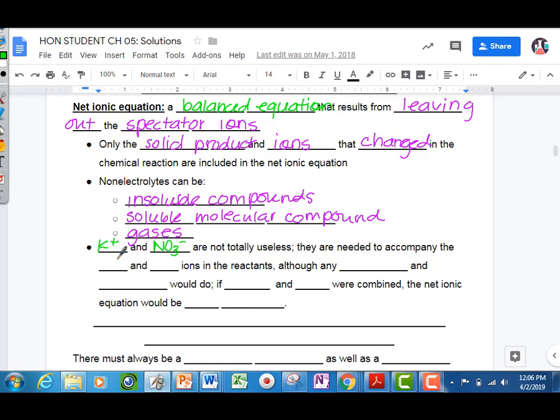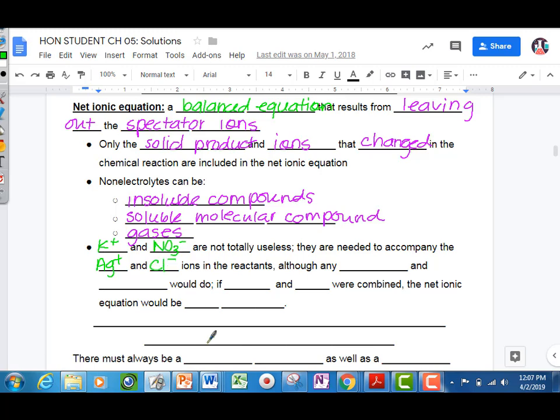But I can't go into my stockroom and just get only potassium ions. I don't have a jar of just potassium ions. It's always bonded to something else, right, in a compound. Same thing with nitrate or silver or chloride. So you always have a compound that contains the ions that you need. So the K+ and NO3- are needed to accompany the Ag+ and Cl- in the solution.